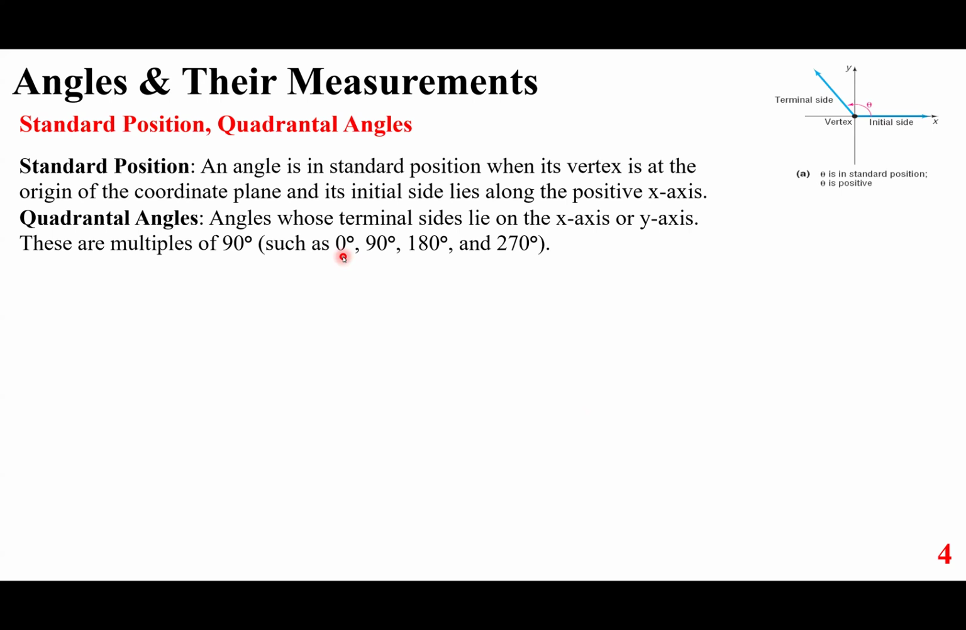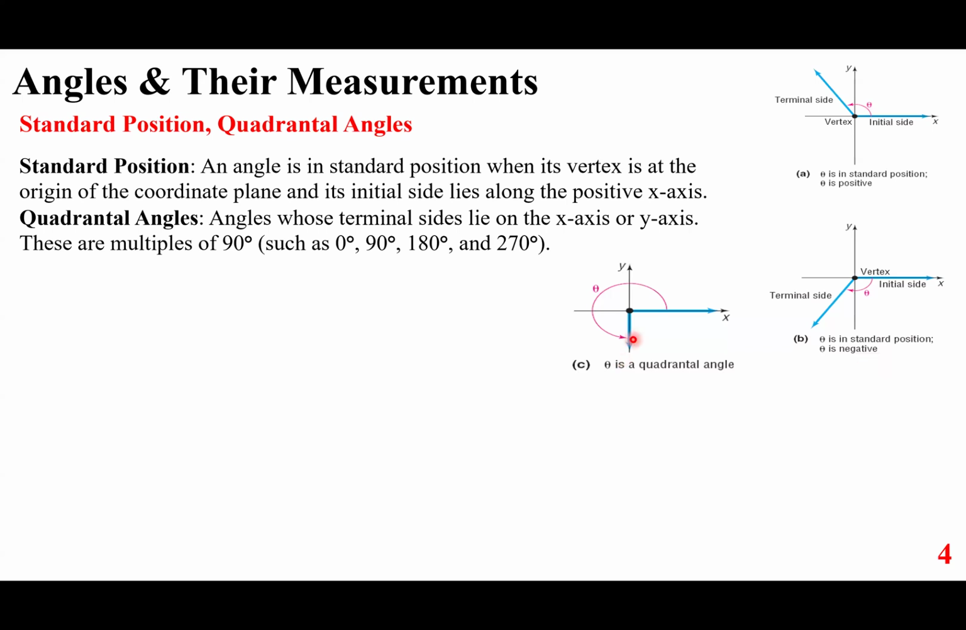So having said that, here's an example. This is the initial side. This is the terminal side. Theta is in standard position and theta is positive. Again, we have a standard position, but counterclockwise is positive, clockwise is negative, terminal side. Theta is in standard position, theta is negative. And of course, if you're looking at this example, the terminal side is along the negative side of the y-axis. Theta is an example of a quadrantal angle.